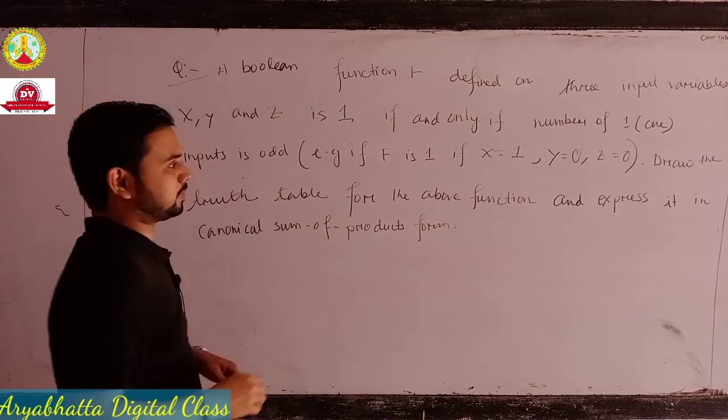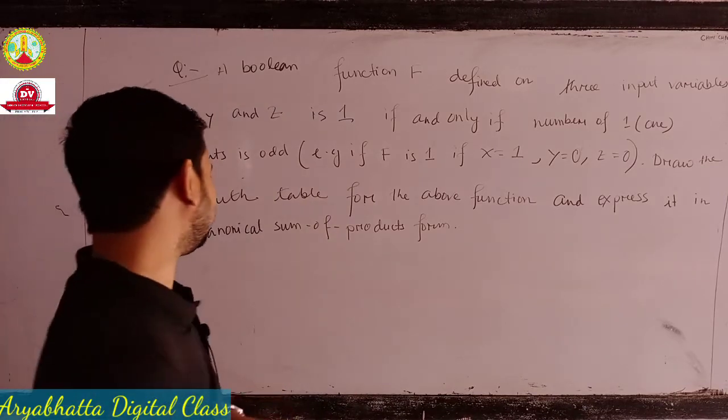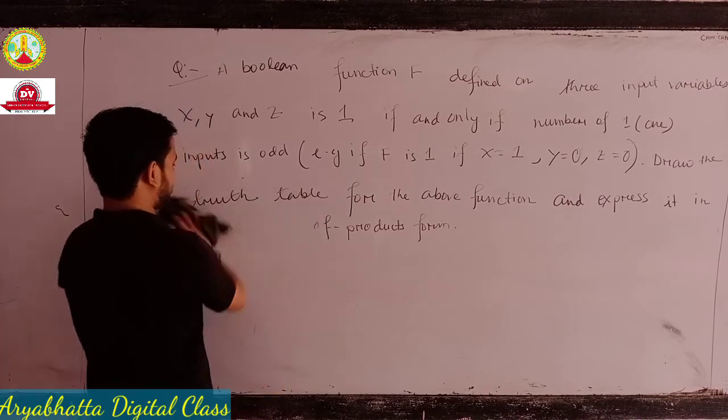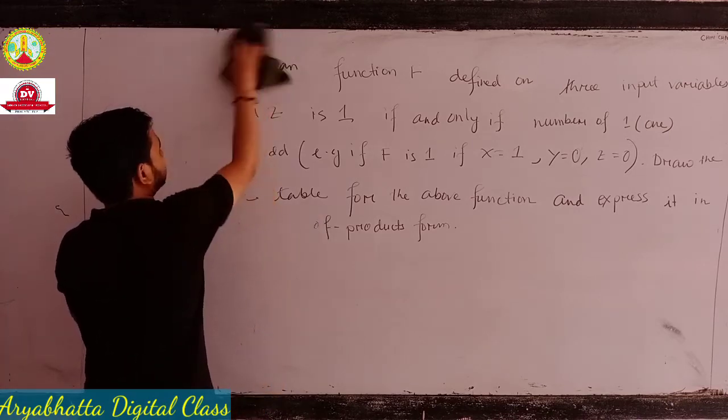For that condition we have to draw the truth table, right? And we have to find the sum of product form. Have you understood the question? Okay. You see.